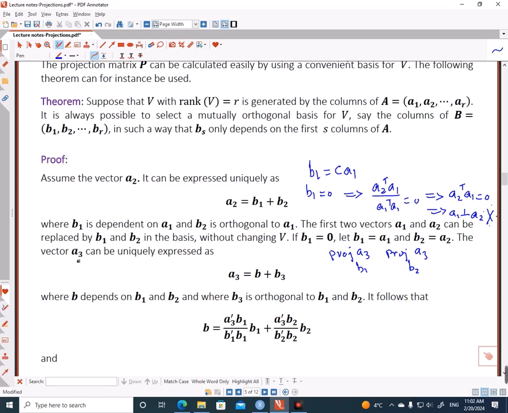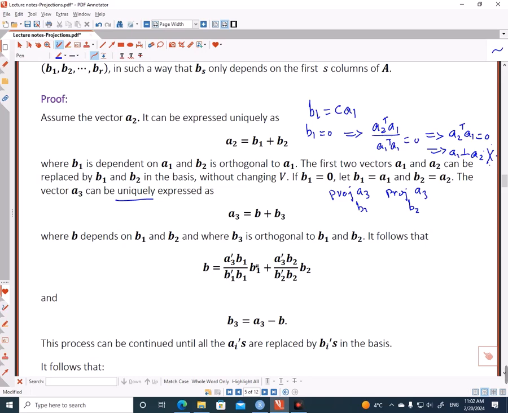For this, we can say the vector a3 can be uniquely, once again, expressed based on the first theorem in the previous video as b plus b3. Here b depends on b1 and b2, and b3 is orthogonal to b1 and b2. So it simply follows that I can write b, as I said, with the coefficient of the projection on b1 and the coefficient of the projection on b2. So we can write b in this way, and therefore b3, which is orthogonal to b1 and b2, is given by a3 minus b. So this is the construction methodology.